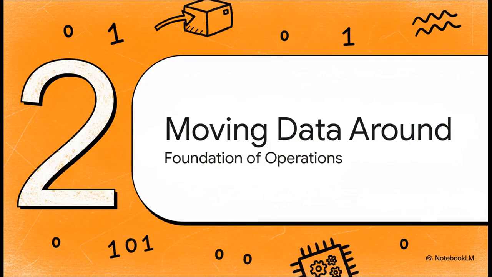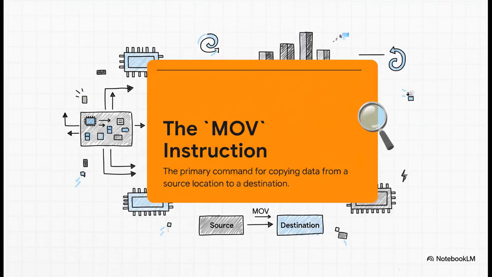Now, before you can do any cool calculations or make any smart decisions, you got to get your data in the right place first. That's what data transfer instructions are for. Honestly, they're the foundation of, well, everything. And the undisputed king of data transfer is the MOV instruction. This thing is the workhorse. Its job is simple: copy data from a source and paste it in a destination. You'll see this one more than any other for sure.